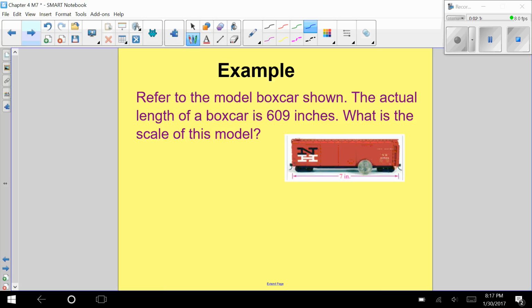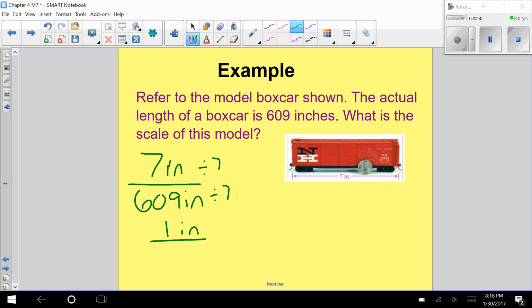Now we're going to look at this boxcar. The actual length of the boxcar is 609 inches. So we want to find the scale of this model. So remember, scale is always model over actual. So the model is 7 inches long, over actual, which is 609 inches. Anytime you're looking at scale, you want to try to get the top number to be a 1. So if we divide them both by 7, we get 1 inch over 87 inches.